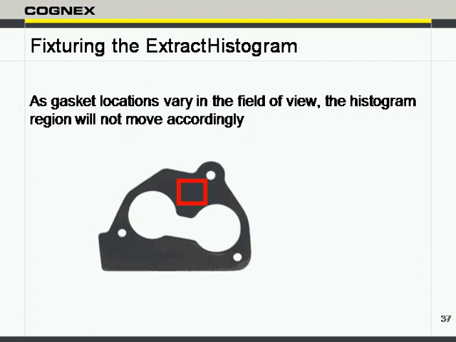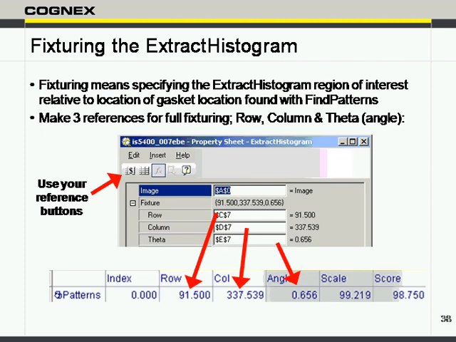All right. Some of the other areas here, again, we have to remember to fixture the tool so that the actual function will follow along as the gasket gets in different locations. In order to do that, we will have to fixture it to the patterns tool right here, and that's what we're saying. We're in the extract histogram property sheet. Remember, we only have fixture, region and show. So there's only 3 parameters to choose from.